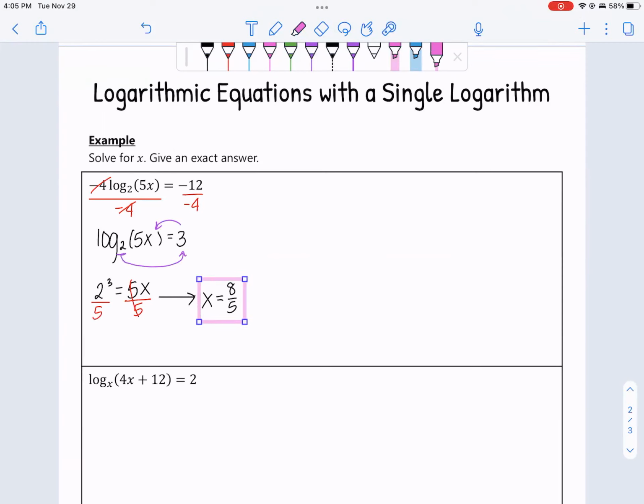We're going to check to make sure that it doesn't give us a domain issue. Probably shouldn't have boxed it, right? I should check first. All we're really checking when we check this is the inside of the logarithm. That's the only thing that matters. I don't need to plug it back in to see if the answer comes out correct, though that's always a good idea. What I need to do is plug it in to see if the inside of the logarithm comes out to be a negative number or 0.